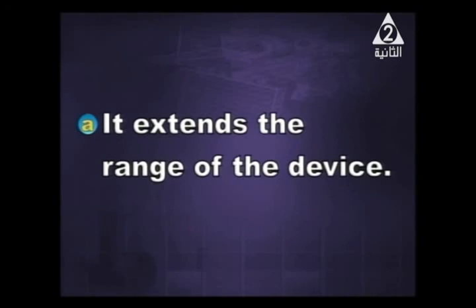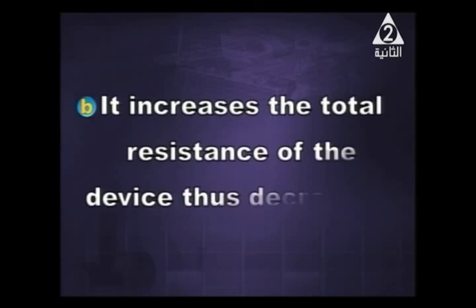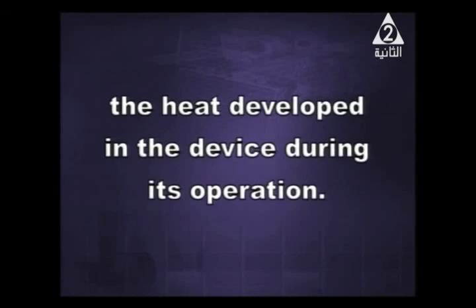first of all, it extends the range of the device. It increases the total resistance of the device. And in this way, because the voltmeter is connected in parallel, when its resistance is increased, the amount of heat developed in it will be decreased, thus decreasing the heat developed in the device during its operation.